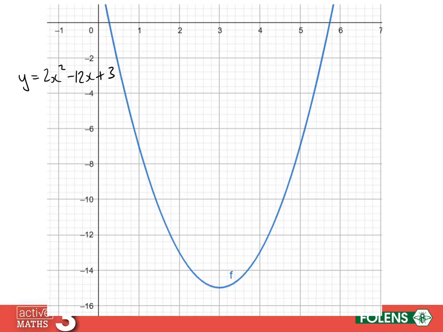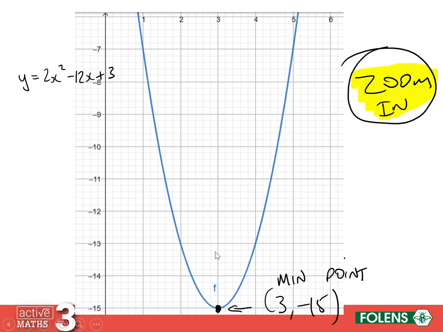And looking at this visually, there is the graph drawn out. Not as easy to see here. That's 3 there, minus 15. So I'll do a bit of a zoom in here to make it a bit clearer. Same graph, but just zoomed in, 3, minus 15. And you can see clearly that that's the minimum point on that graph. y is equal to 2x squared minus 12x plus 3.